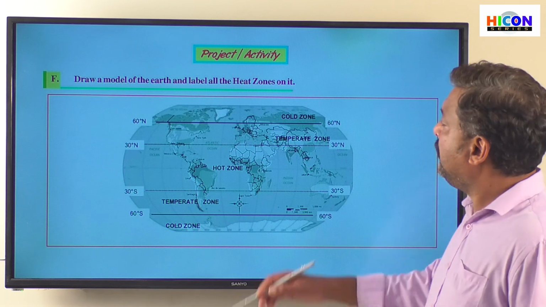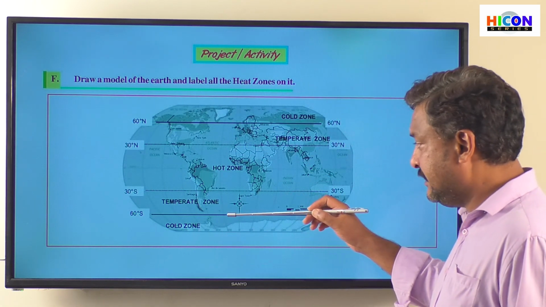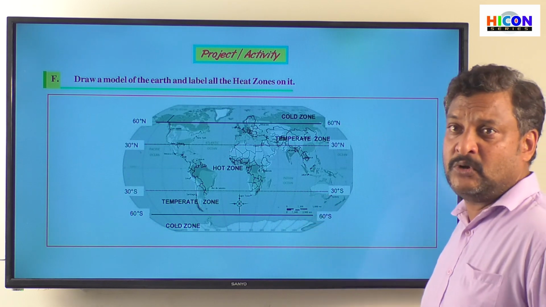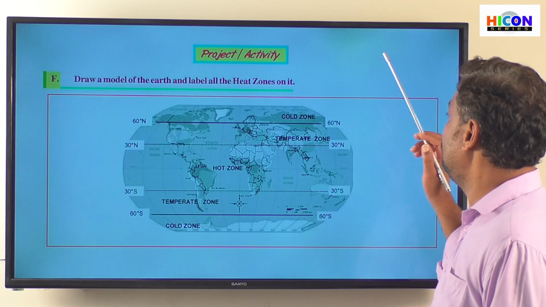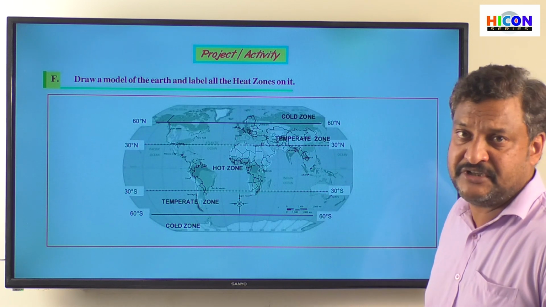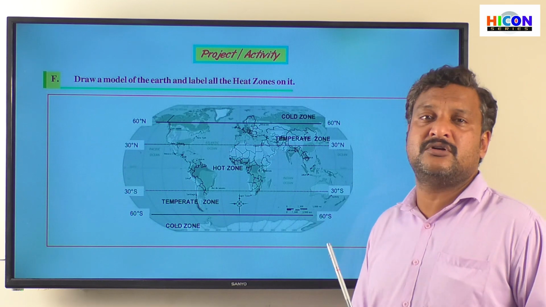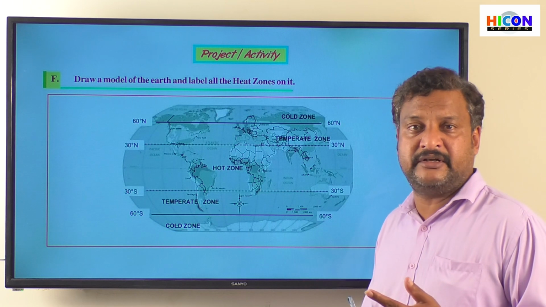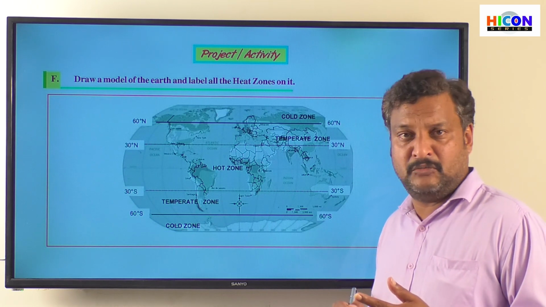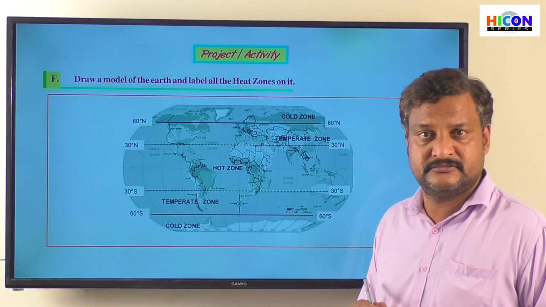Okay. So above the Arctic Circle till the North Pole, and below the Antarctic Circle until the South Pole, it is the coldest region, and that is known as the frigid zone or the cold zone. So what are the three zones that we have on the earth? Torrid zone or the hot region, temperate zone or the moderate region, cold zone or the frigid zone, right?